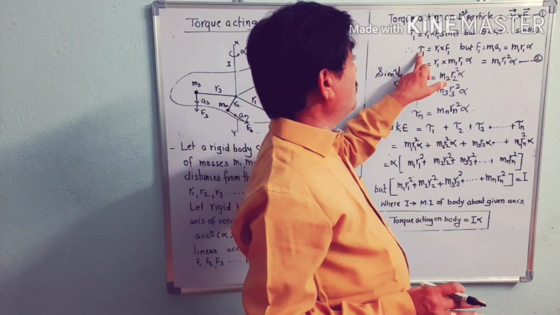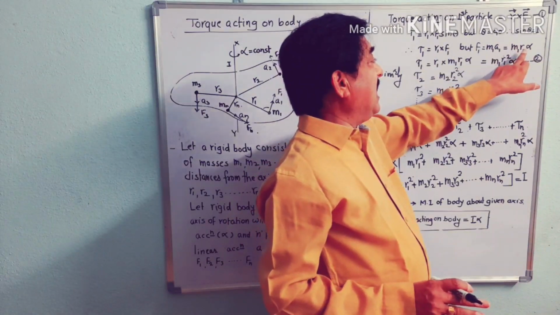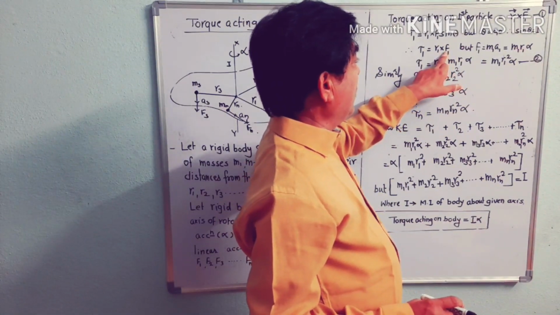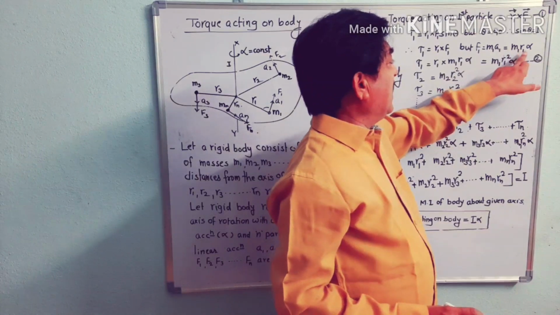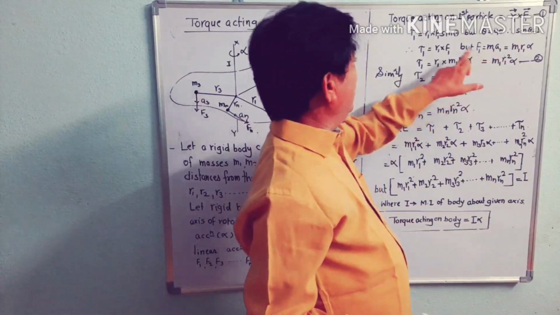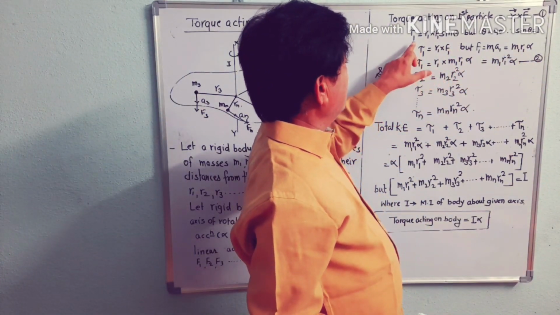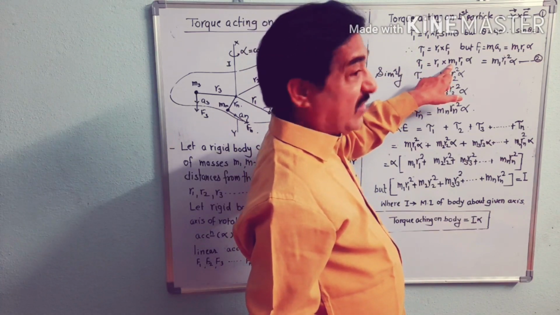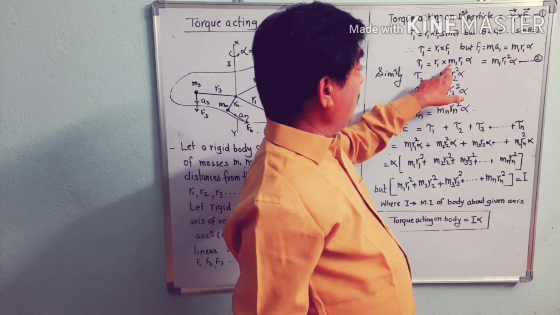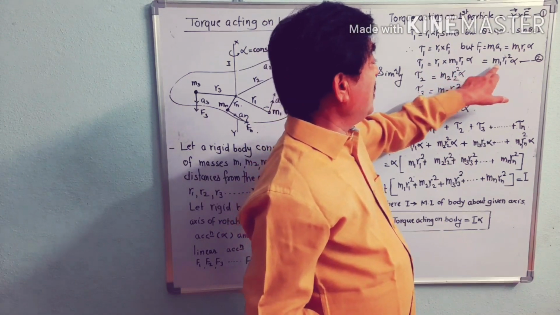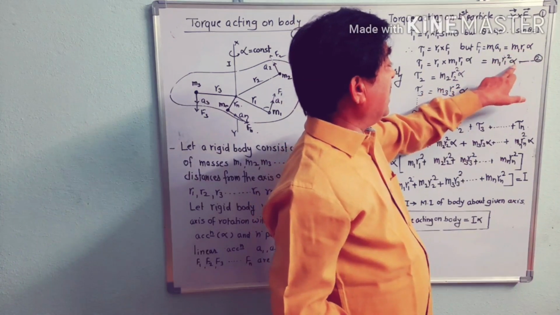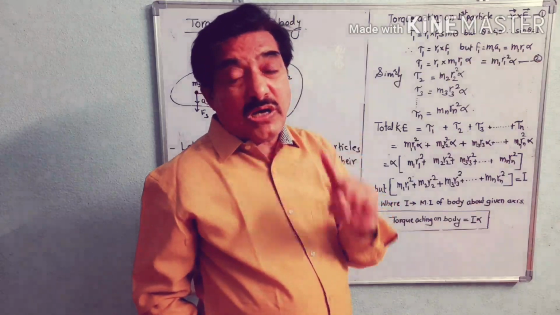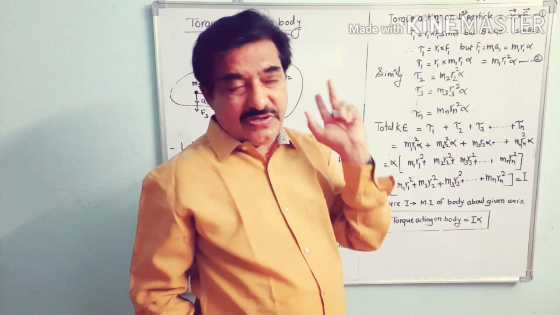So F1 is equal to m1 r1 alpha. If we substitute the value of F1 in the equation τ1 is equal to r1 into F1, then F1 means m1 r1 alpha, so τ1 is equal to m1 r1 square alpha. So this is the equation for torque acting on the first particle.